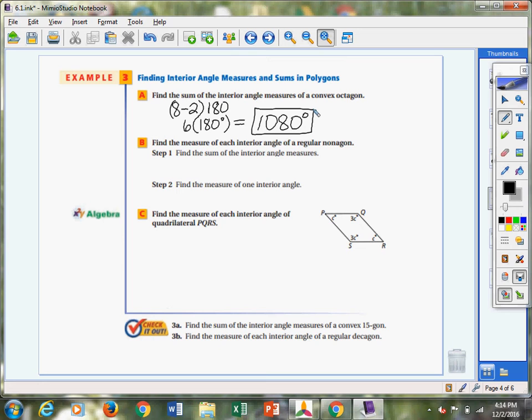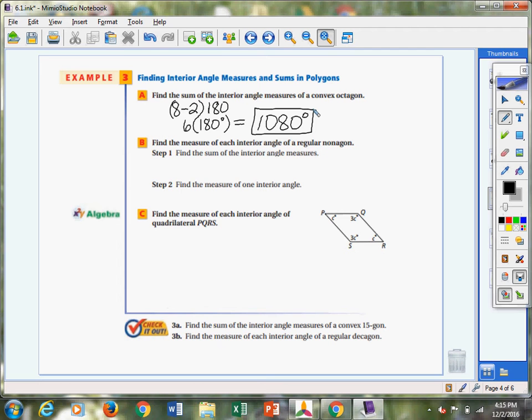So if it was a regular polygon, a regular octagon, then we would actually be able to figure out what each of those angle measures were individually, because we could just divide it into 8 equal parts. But I don't know if it's a regular octagon or not. I have no idea, it didn't say it. But I can tell you that if I added up all those interior angles of an octagon, they'll add up to be 1,080. Okay?